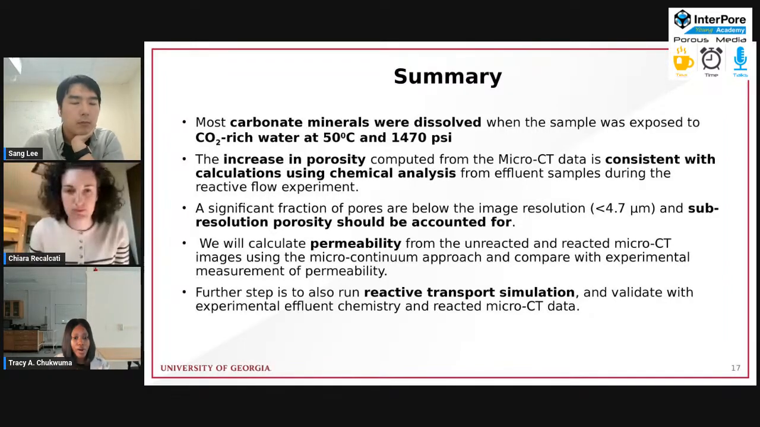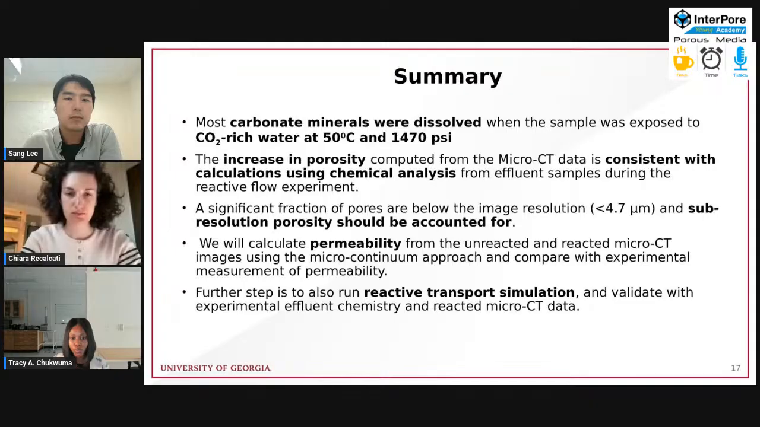So we're able to supplement for that with other analysis. And presently, we're applying a microcontinuum approach to evaluate and determine the permeability in our structure. We will also validate that because we have experimental measurements of permeability from our core flooding experiment. And in the near future, we are also hoping to run reactive transport modeling simulations on our core volumes, and that will be validated as well with effluent chemistry from the core flooding experiments.